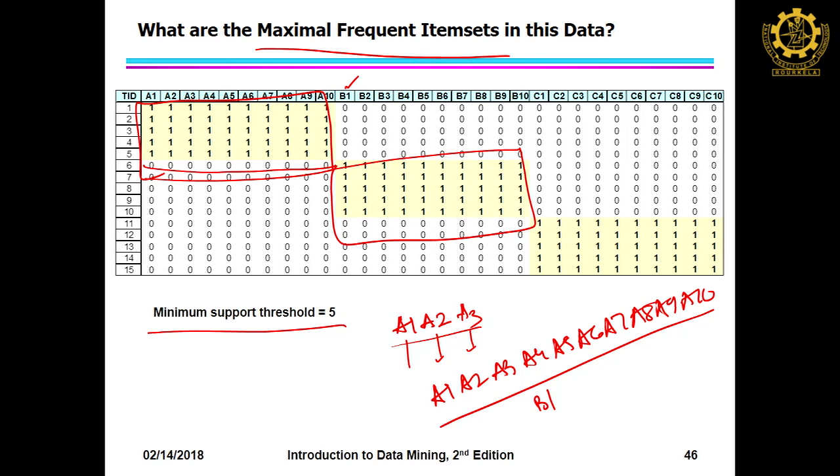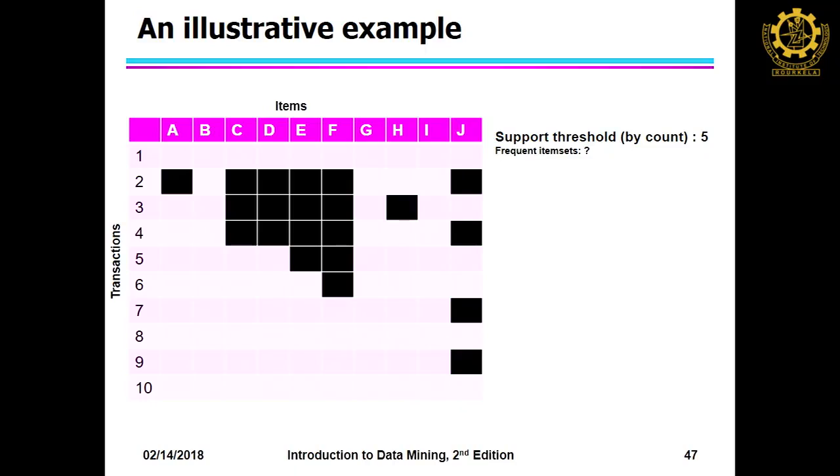So, its corresponding superset, let us say this is a frequent item set and its immediate superset, you can add B1, but what will be the support? It will be 0, because altogether B1 with A1 to A10, you will not find any transaction consisting of B1 and A1 to A10. So, therefore, support will be 0. So, its corresponding immediate superset is not a frequent item set. Let us say one more.